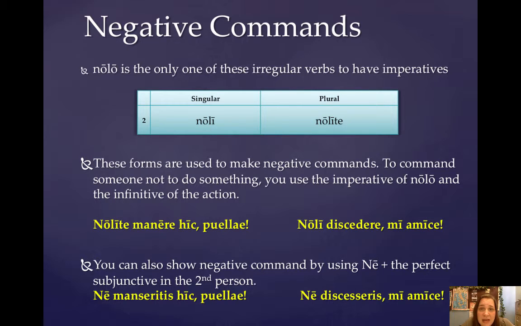This year I taught Virgil with my AP students, and we saw the second use, using ne plus the perfect subjunctive as a way of showing negative command, pretty often. So now you know two ways to do negative command.